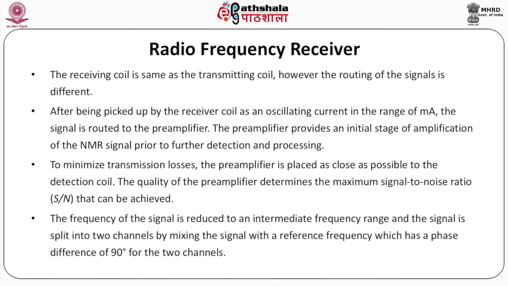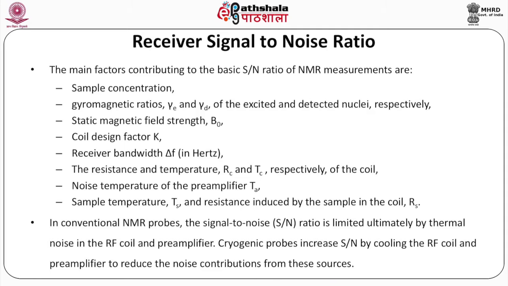The frequency of the signal is reduced to an intermediate frequency range and the signal is split into two channels by mixing the signal with a reference frequency which has a phase difference of 90 degree for the two channels.